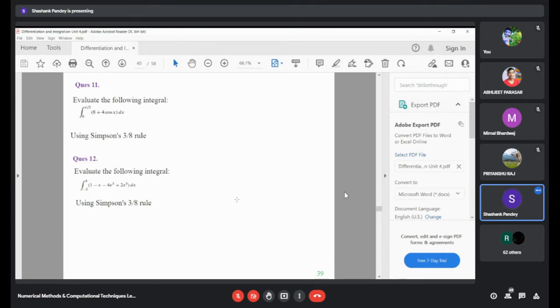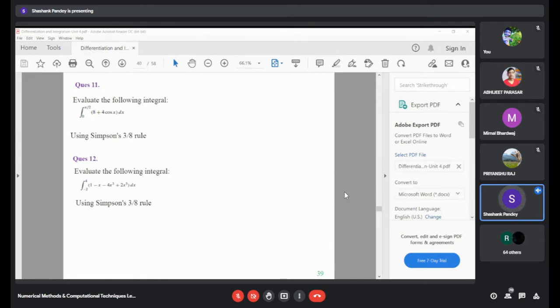Please evaluate this integral using Simpson's 3/8 rule, because that is question number 11 and question number 12. You have the notes with you, you have the formula. You divide the interval and evaluate this. Take h equal to 4. Can you solve it? Try it on your own.